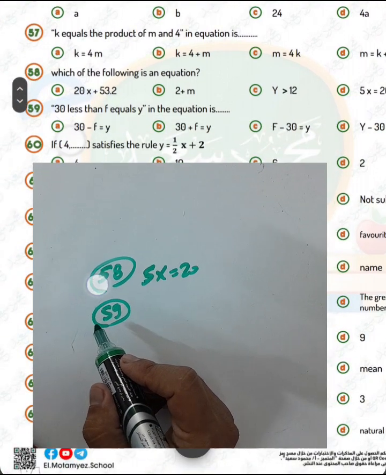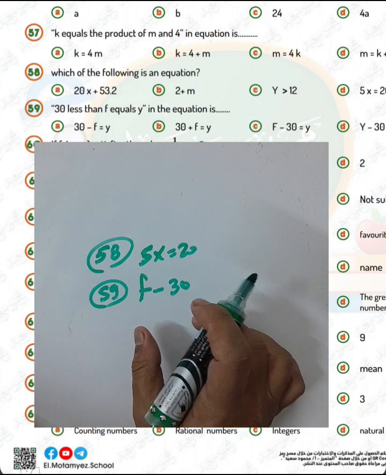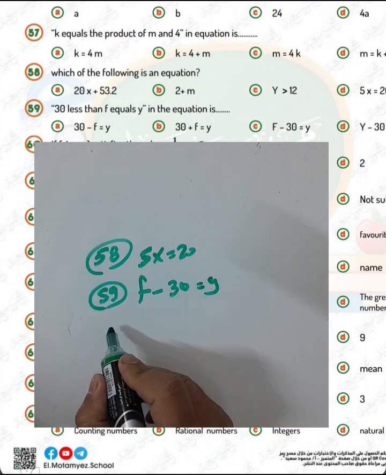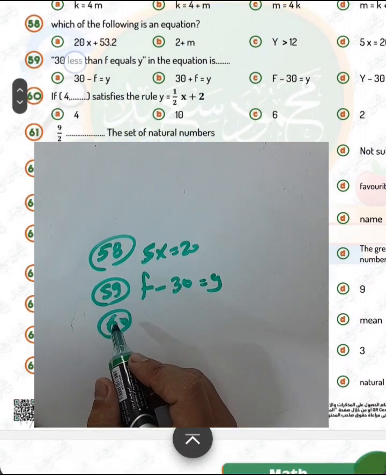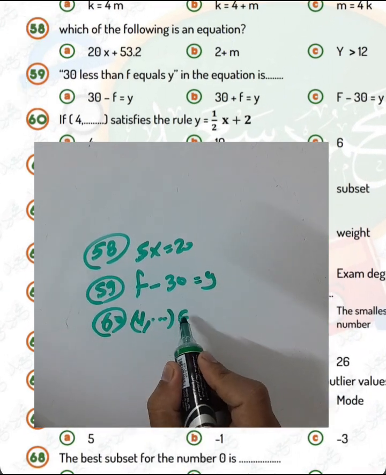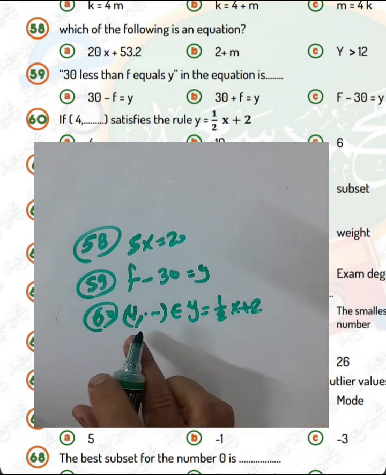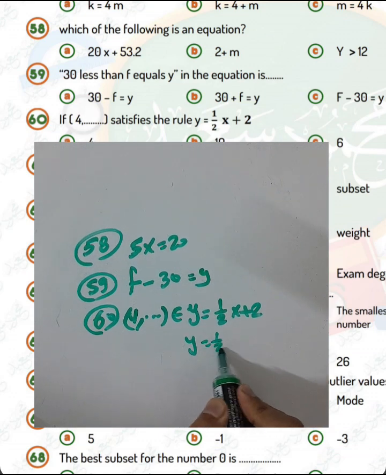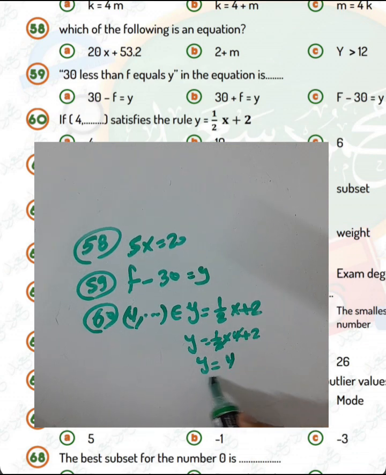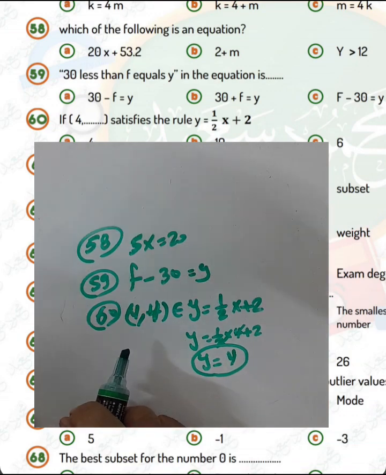Question 59. 30 less than y means subtract 30, because in 30 less than y, y is the minuend and 30 is the subtrahend, equals what? Equals y. Question 60. Which number satisfies this equation, meaning belonging to this equation, y equals half x plus 2? We must put x equal 4 here. Then y will be half multiplied by 4 plus 2. Then y equals 4 divided by 2 equals 2. 2 plus 2 equals 4. Then y will be 4. Then the point here is 4 and 4. You must write 4 here in the space, okay?